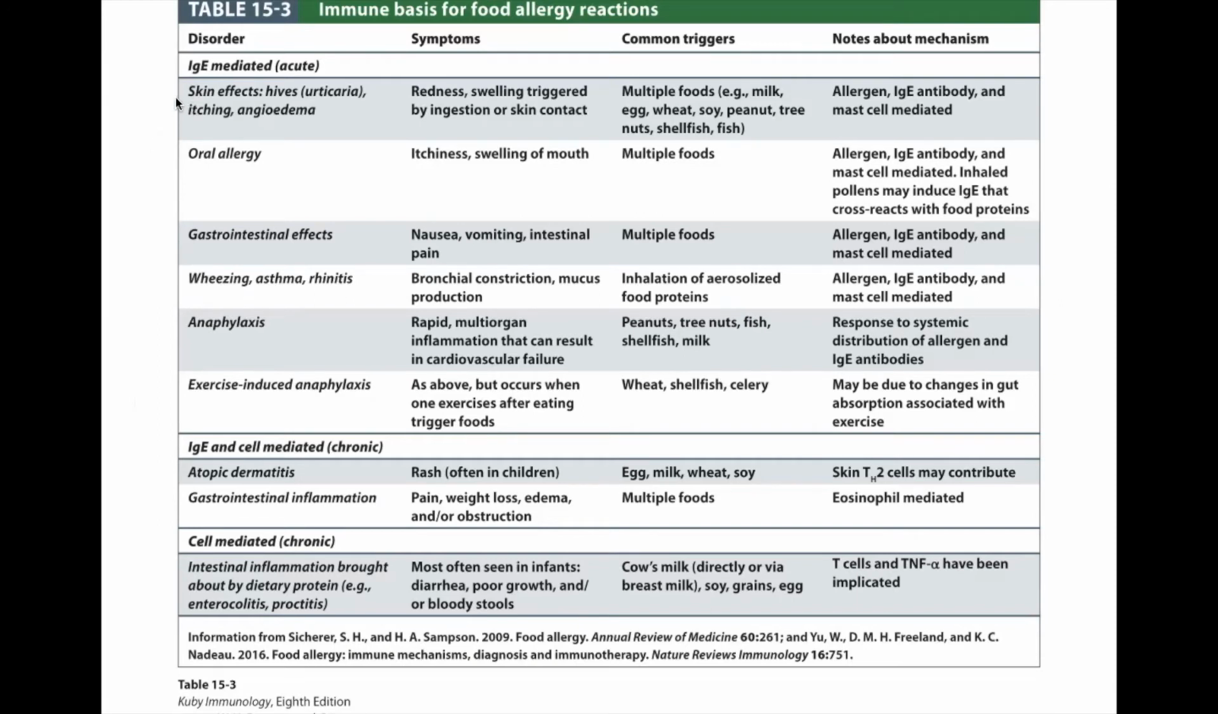We can see skin effects, things like hives, itching, and swelling of the skin area, which presents clinically where we can visually see it. The mechanism is that the allergen is present, there's been exposure, the IgE antibody bound to it and has been bound to a mast cell, so the mast cell has degranulated. So we'd have histamine release, cytokine release, and such.